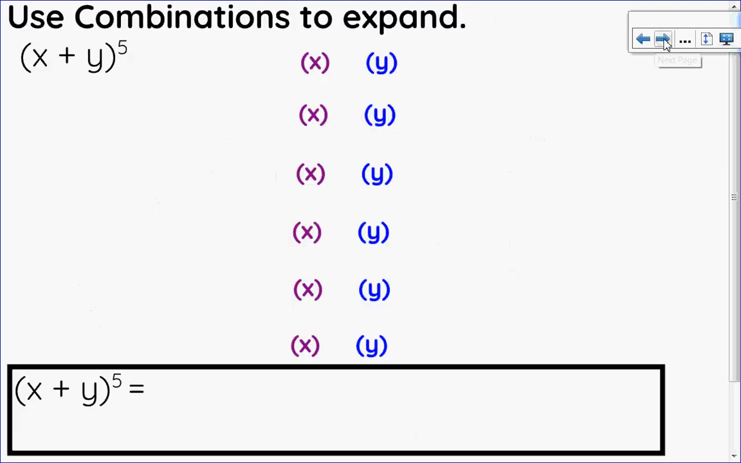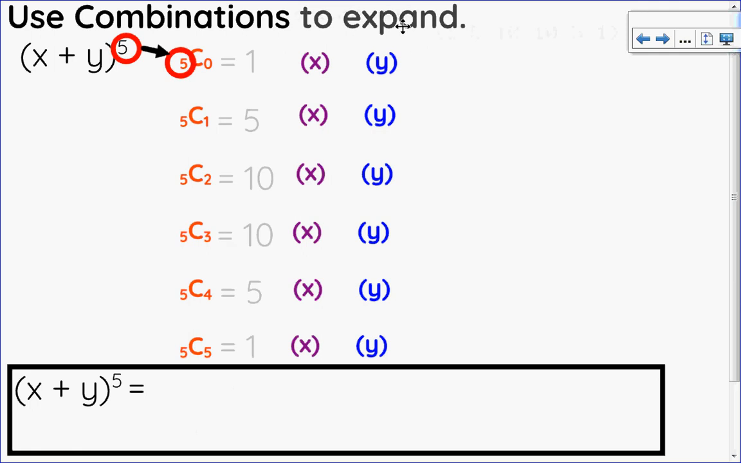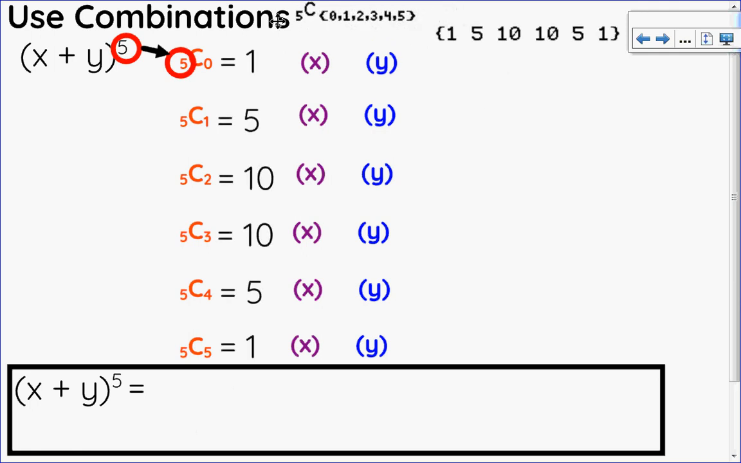So let's put all of this together in this example here. Let's expand x plus y to the exponent of 5. Step 1, look at the coefficients. I'm raising it to the exponent of 5, so all my combinations will be 5C's. Remember the shortcut I showed you on the calculator, how to do all of these combinations in one little step? All I have to do on my calculator is enter in 5 with my set brackets for 0 up to 5. And now I can see what all my coefficients are: 1, 5, 10, 10, 5, 1.